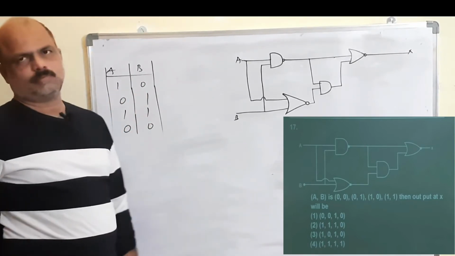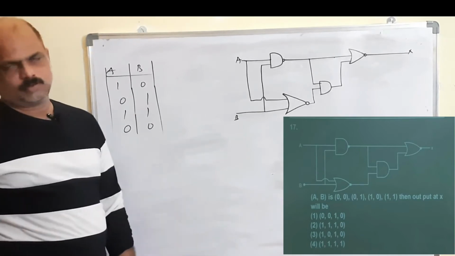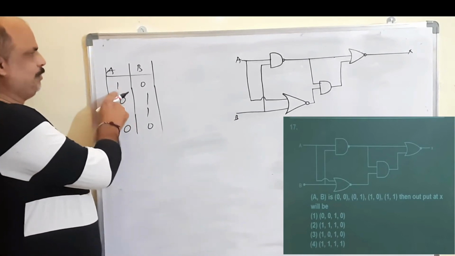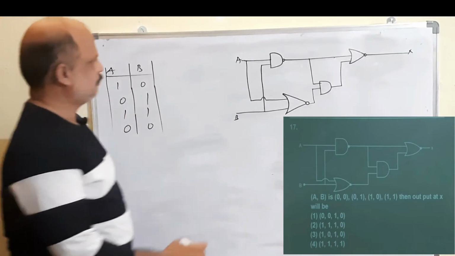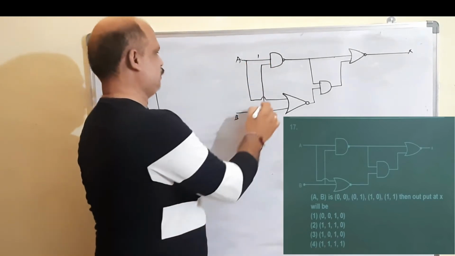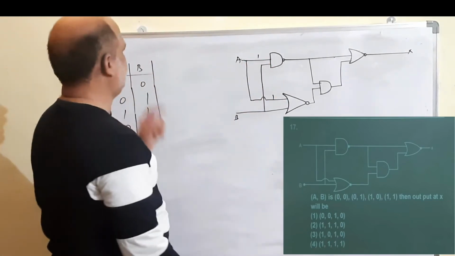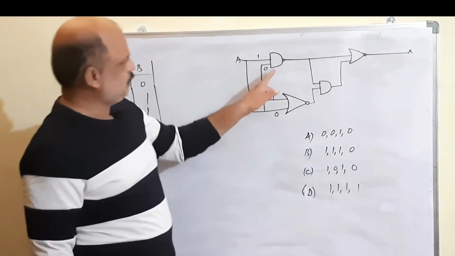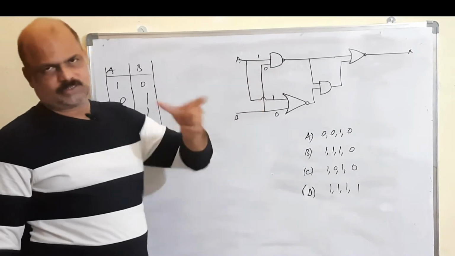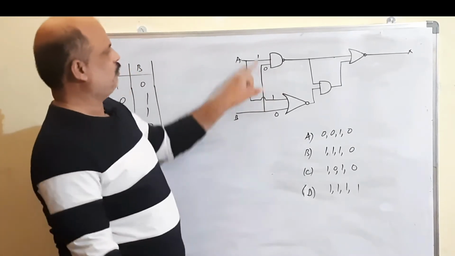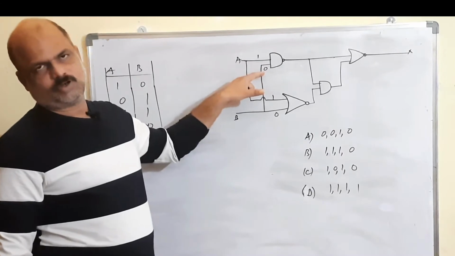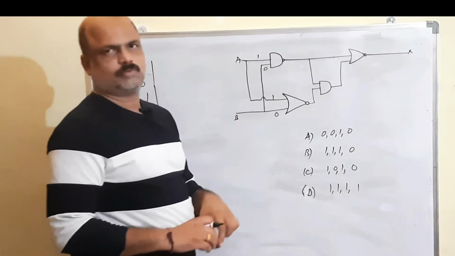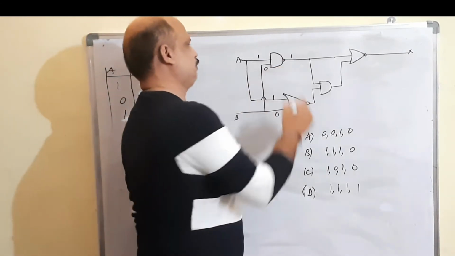So, let us solve this problem by giving inputs to the circuit. First input A is 1. So, this is 1, this also becomes 1, and B is 0, this is 0. So, this is a NAND gate, the inverse gate of the AND gate. So, 1 into 0 is equal to 0. The reverse of 0 is 1.